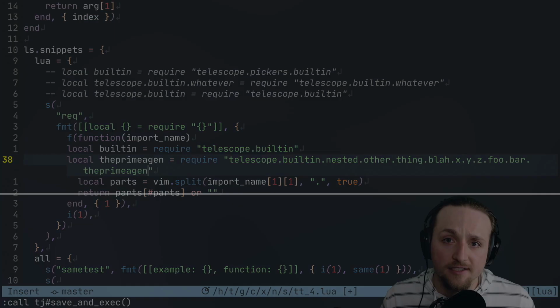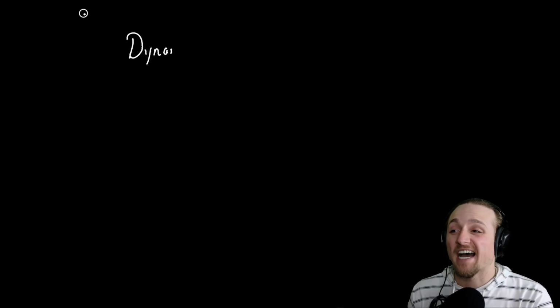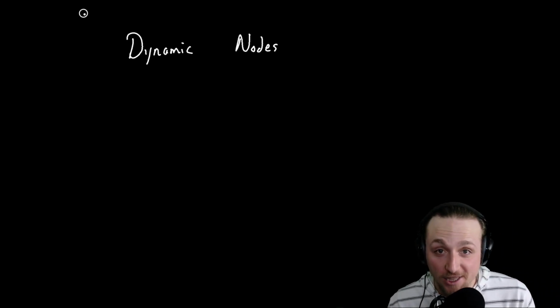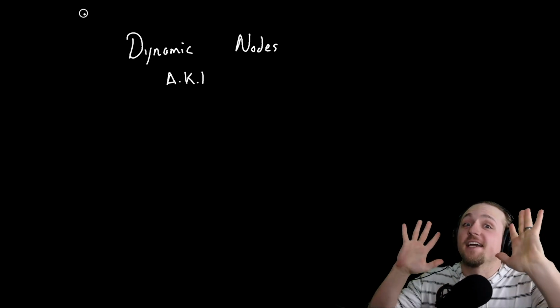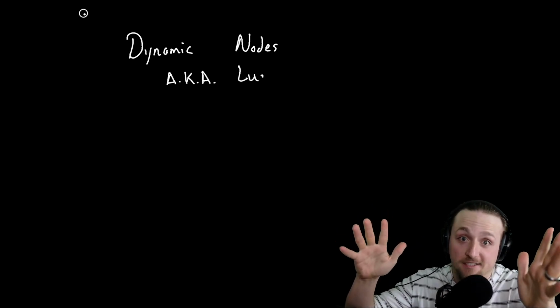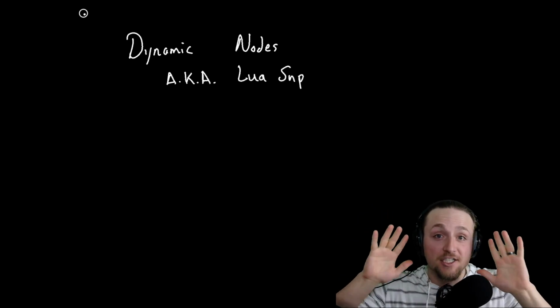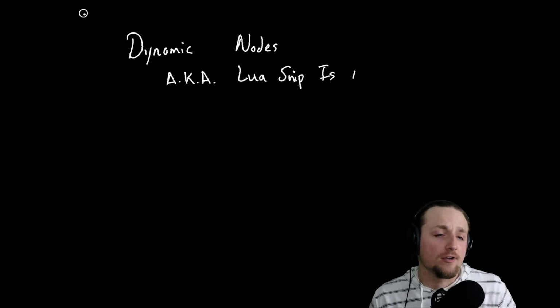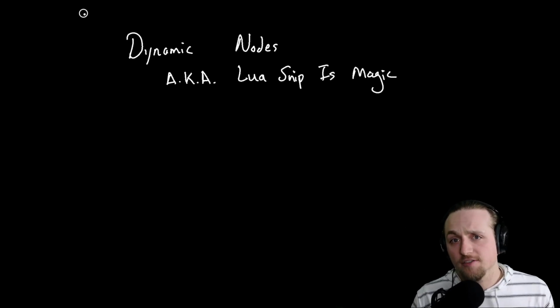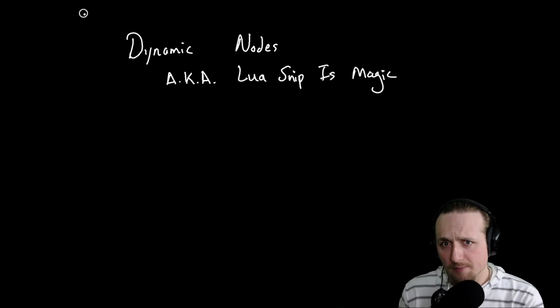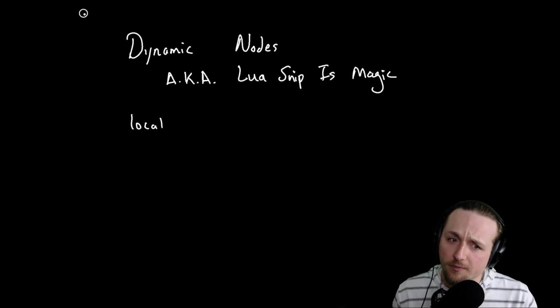And now we're going to talk about dynamic nodes. This is where I really feel like LuaSnip just feels like magic. Just magical when we get to this point. Okay, and so I'll show you how we use this. In fact, I can show you a really cool example of how we use it with Go, but first let's go over the basics.